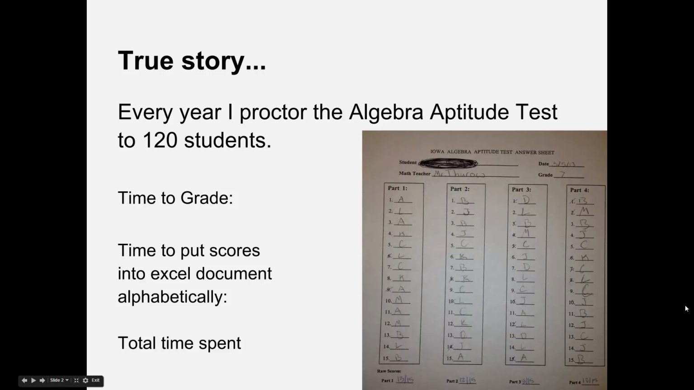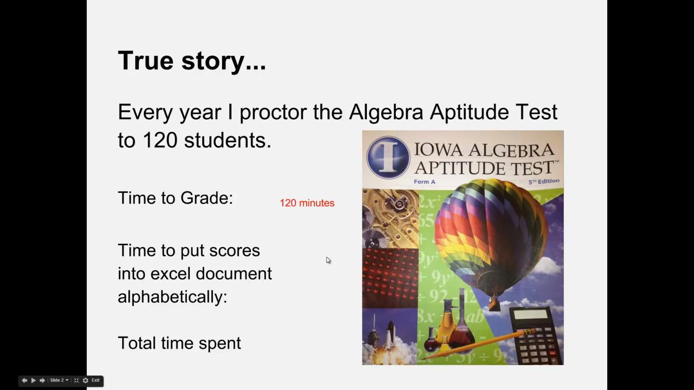This is what the form looks like traditionally. 60 questions that you have to go through, grade it. I'm getting pretty good at grading these. I could do it in about 1 minute. But then I have to go through and find the student's name, put it in the Excel document, and that takes time. So to grade this assignment, it takes roughly 120 minutes.